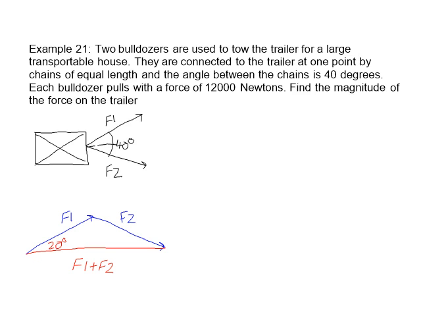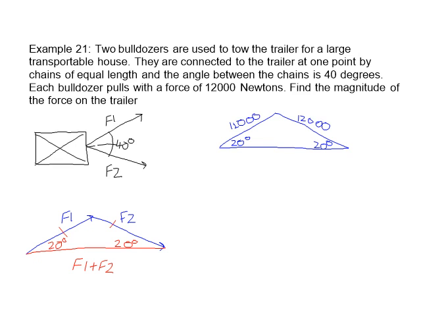Now, these are equal in magnitude, okay, the 12,000 newtons. So that means it's an isosceles triangle, so that means that one has to be 20 degrees as well. And what we end up with is an isosceles triangle that looks like this. 20 degree angle there, 20 degree angle there. That's 12,000, 12,000.